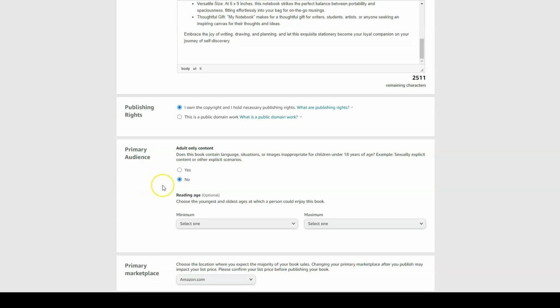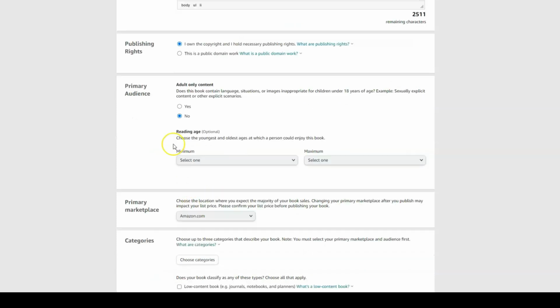And even if you have images in the book that are a little bit risque, you're still clicking no. This is purely for erotica and those kind of books. So anything else really comes under no, and they give you the option to select the reading age, but this is optional. Unless you are creating children's books, I would just leave this as it is.